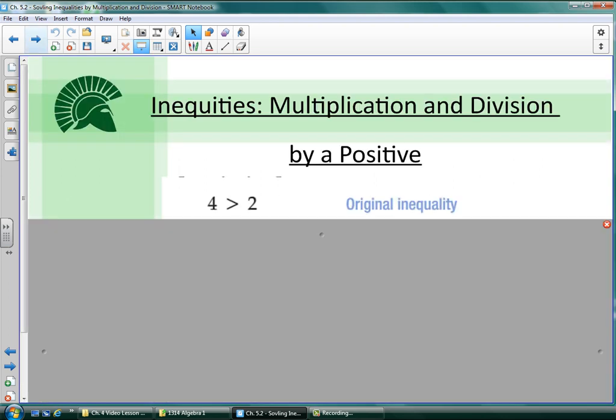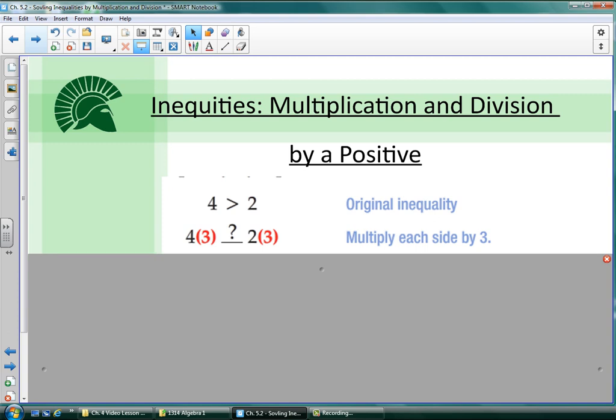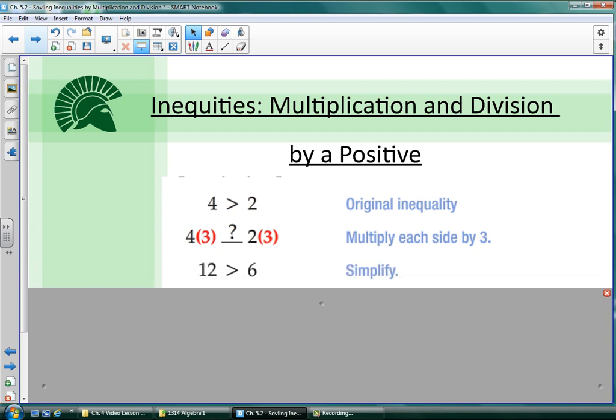Okay, so first we want to look at just what happens when we have inequalities. So when we have an inequality and we do multiplication or division by a positive, we get this. If I have 4 is greater than 2, and then I multiply both sides by 3, on the left I'm going to get 12, on the right I'm going to get 6, and 12 is greater than 6. So this inequality sign, facing the way that it does, is preserved by multiplication by a positive.